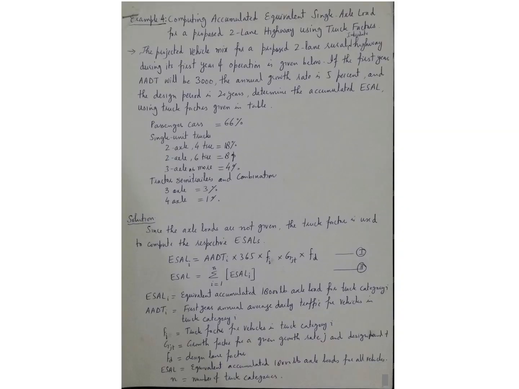Now look at this problem. Now in this problem we are going to compute accumulated equivalent single axle load for a proposed 2-lane highway using truck factors. The projected vehicle mix for a proposed 2-lane rural interstate highway during its first year of operation is given below. If the first year AADT will be 3000, the annual growth rate is 5%, and the design period is 20 years, determine the accumulated equivalent single axle load using truck factors given in the table.